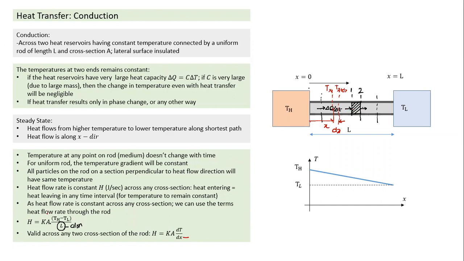So, one more time: heat flow rate is constant across any cross section. Hence, we don't have to say what the heat flow rate is across any particular cross section. We can say what the heat flow rate is across the rod, because across the rod, any section we take is the same. Hence, we can use the term heat flow rate through the rod. That's what heat flow rate means. It means that through any cross section of the rod, the heat flow rate is H.